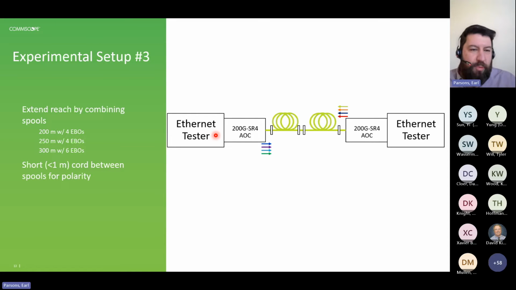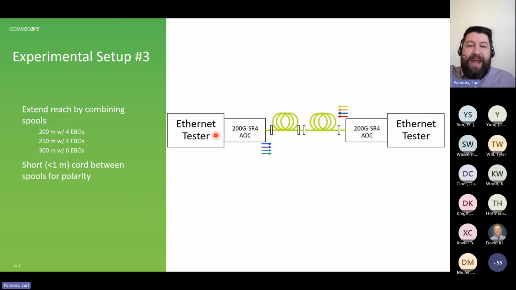So since that worked so well, we decided to push it a little bit further. For the third experimental setup, we would concatenate these spools together. So we had 200 meters with 4 expanded beam connections in the path, 250 also with 4, and then finally 300 meters with 6 expanded beam connections in the path.